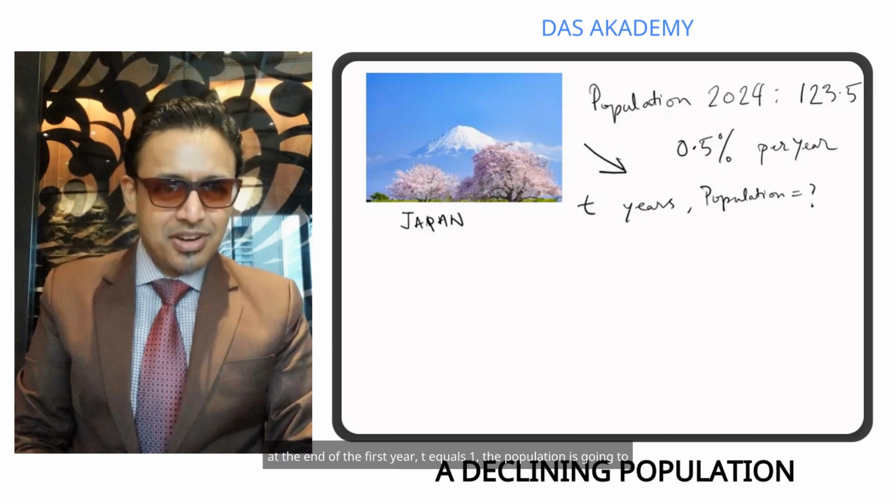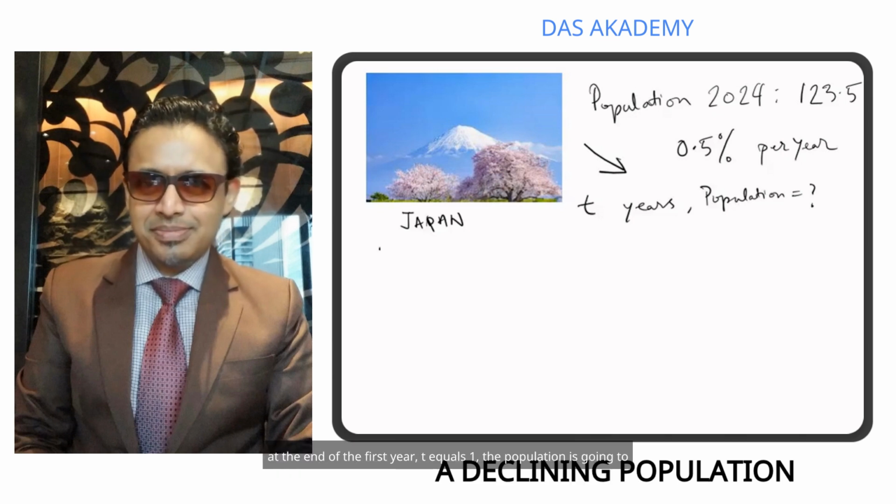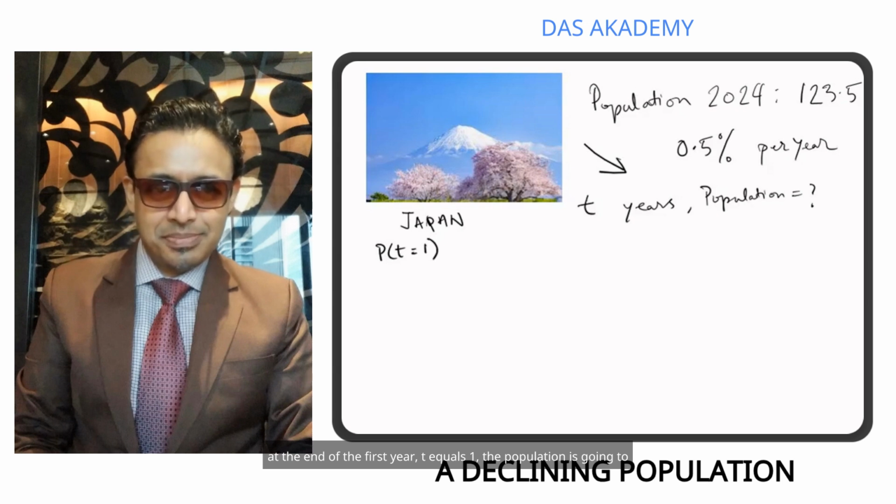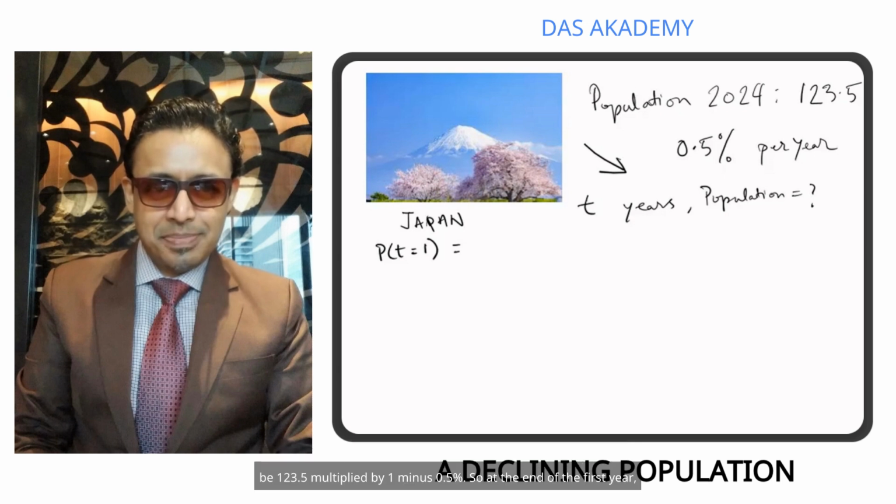So at the end of the first year, t equals 1, the population is going to be 123.5 multiplied by 1 minus 0.5%.